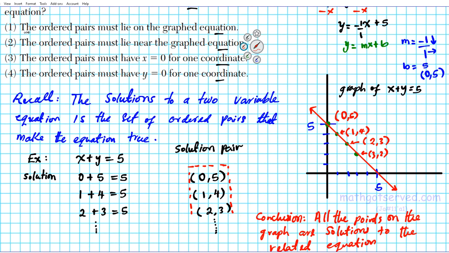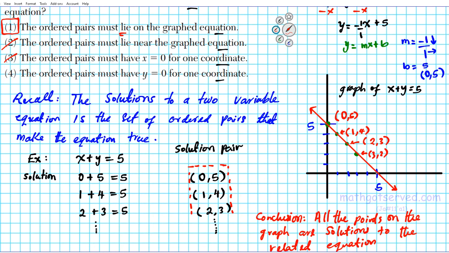Okay, so now we can easily see what the answer is. Let's go to the options. Number 1 says the ordered pair must lie on the graph. Absolutely. The point must be on the graph in order for it to satisfy the equation. Okay, number 2 says the ordered pair must lie near. That's not sufficient. If it's something near and you plug it into the equation, it's going to be false. Okay, so it's not that. Ordered pair must have an x equals 0 for one coordinate. If you look at the ordered pairs, that's true just for one case, but there are other ones that satisfy the equation and x is not 0. So that's not true.